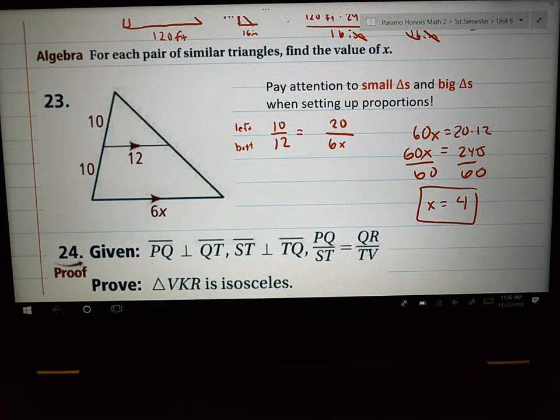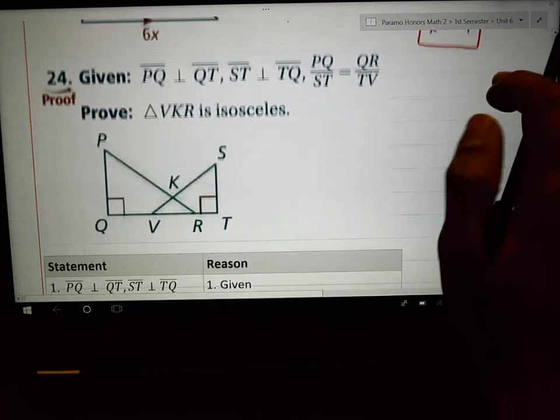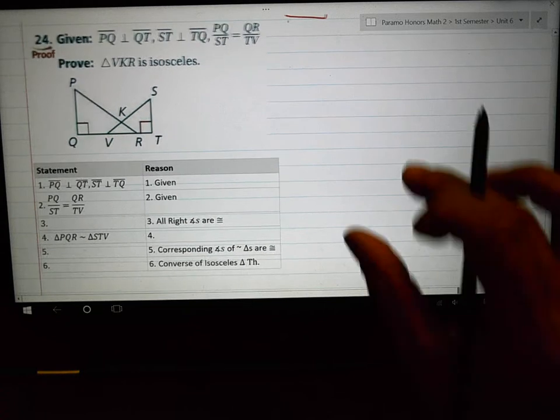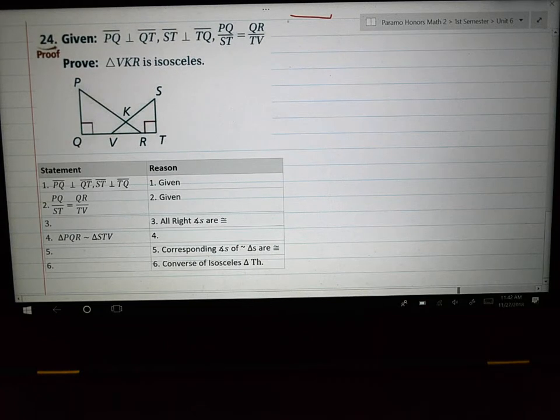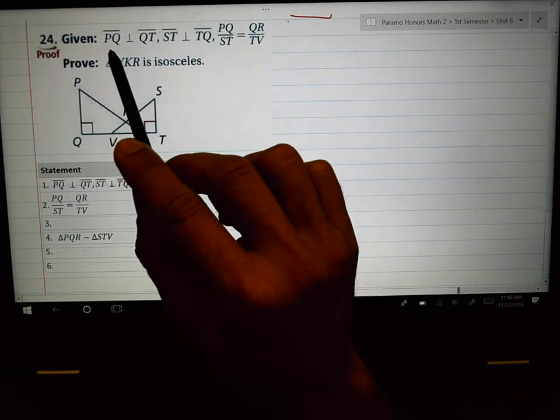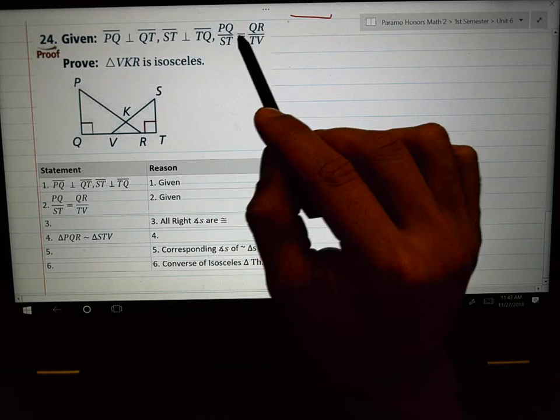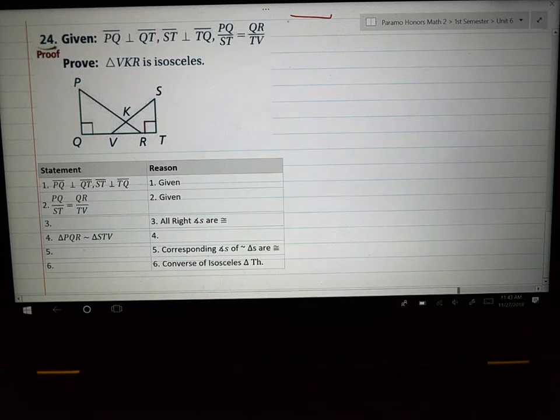Last example. Number 24. Number 24, when I looked at this one, I probably could have expanded this and made it slightly bigger, but this isn't too bad. Given segment PQ is perpendicular to QT, ST is perpendicular to TQ, PQ over ST is equal to QR over TV. Prove that VKR is isosceles. Now that's all they gave you.